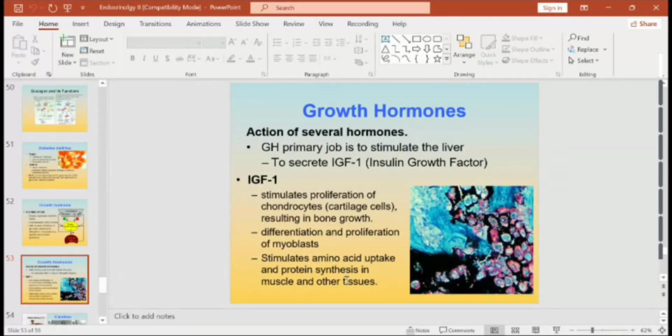The insulin-like growth factor, specifically type 1, is what is responsible for the proliferation of the chondrocytes. These are the cartilage cells, and this will lead to the growth of the bone plates, and thus an increase in height will occur. It also causes differentiation and proliferation of the muscle cells called myoblasts. And we said initially that it stimulates amino acid uptake, and the process of protein synthesis in muscles will occur.